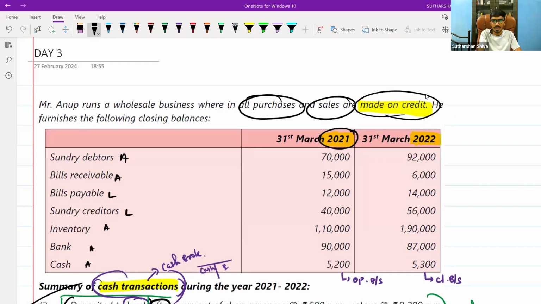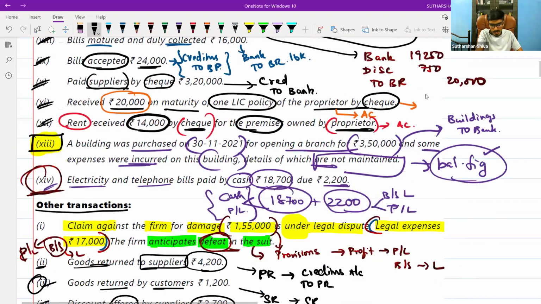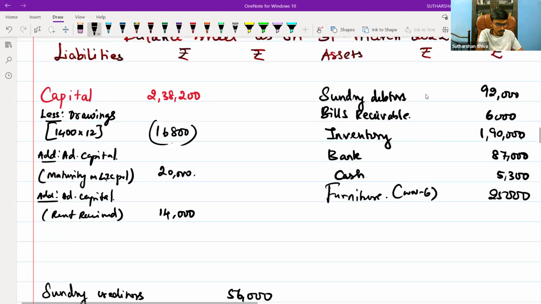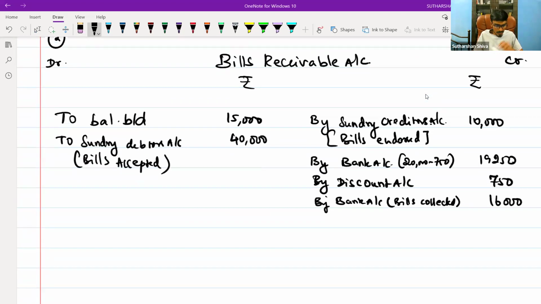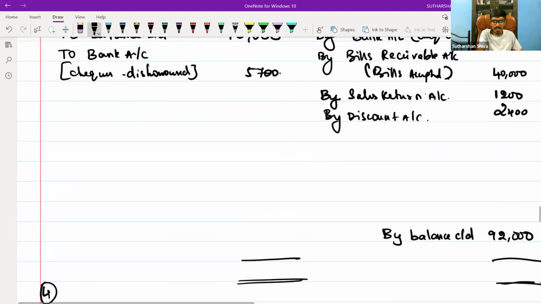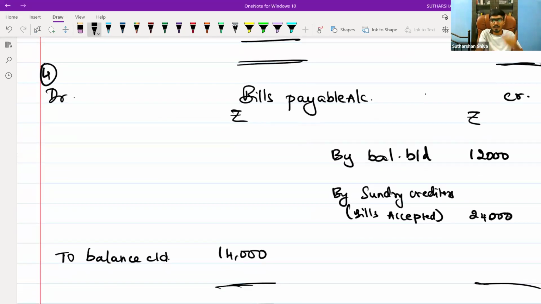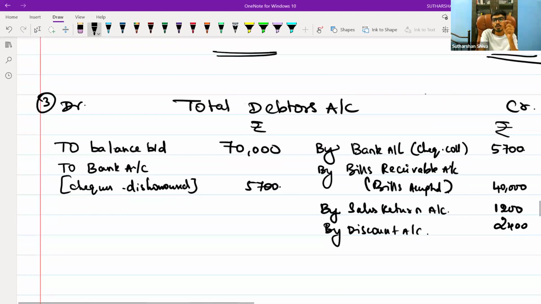In the very first line of the question, they have clearly given that all purchases and sales were made on credit. If it is credit, I need to close my respective accounts first. First I will close my cash account. It should always be your priority to close your cash account, and before that, check whether any account is left over, because in this total debtors question you may not come across the value of cash received by them.